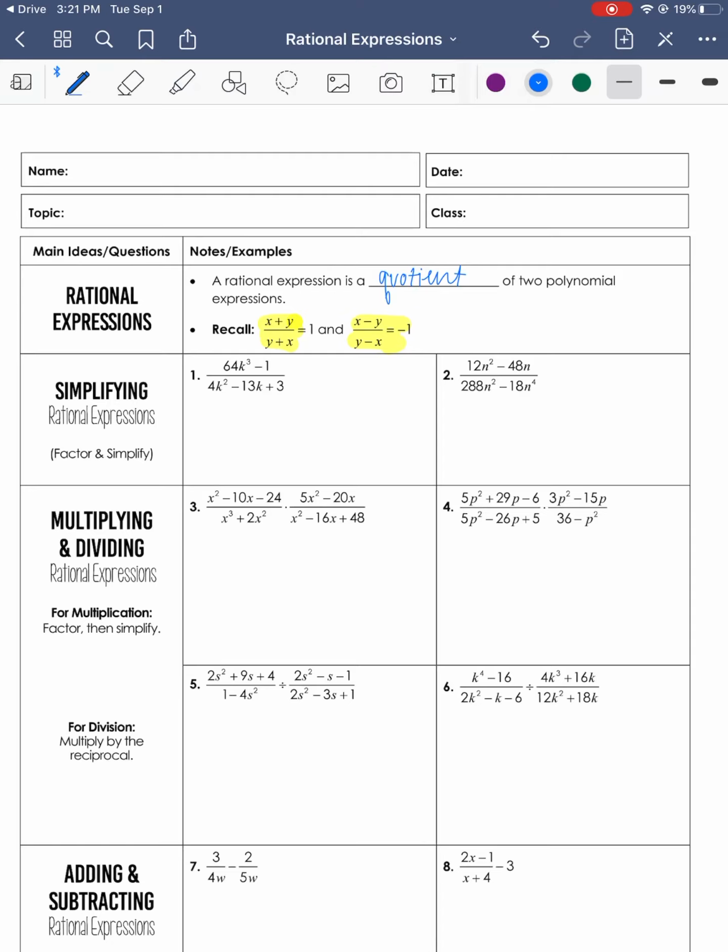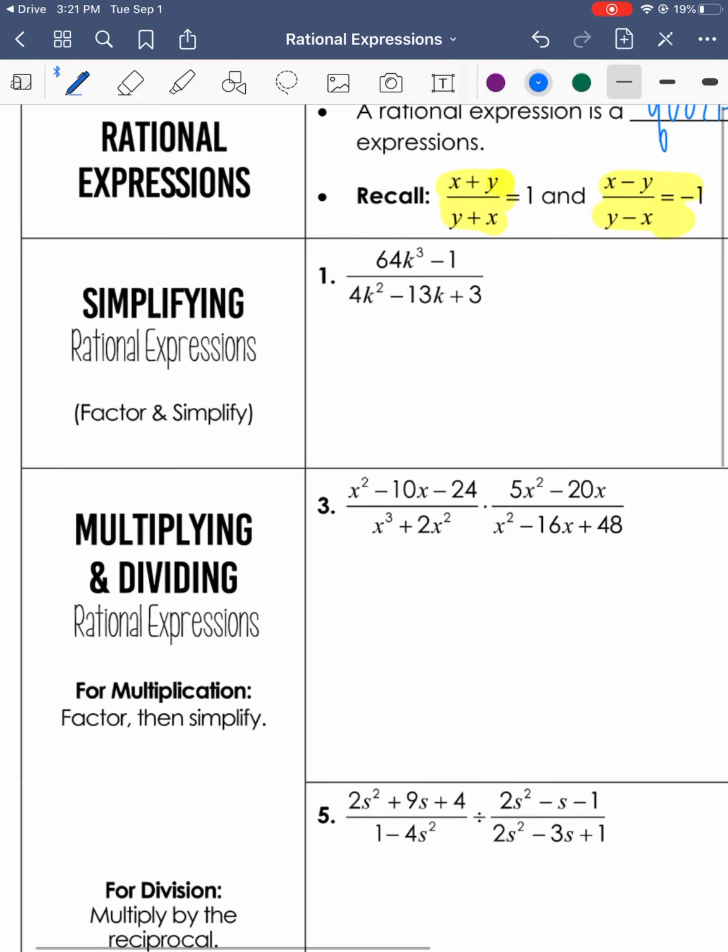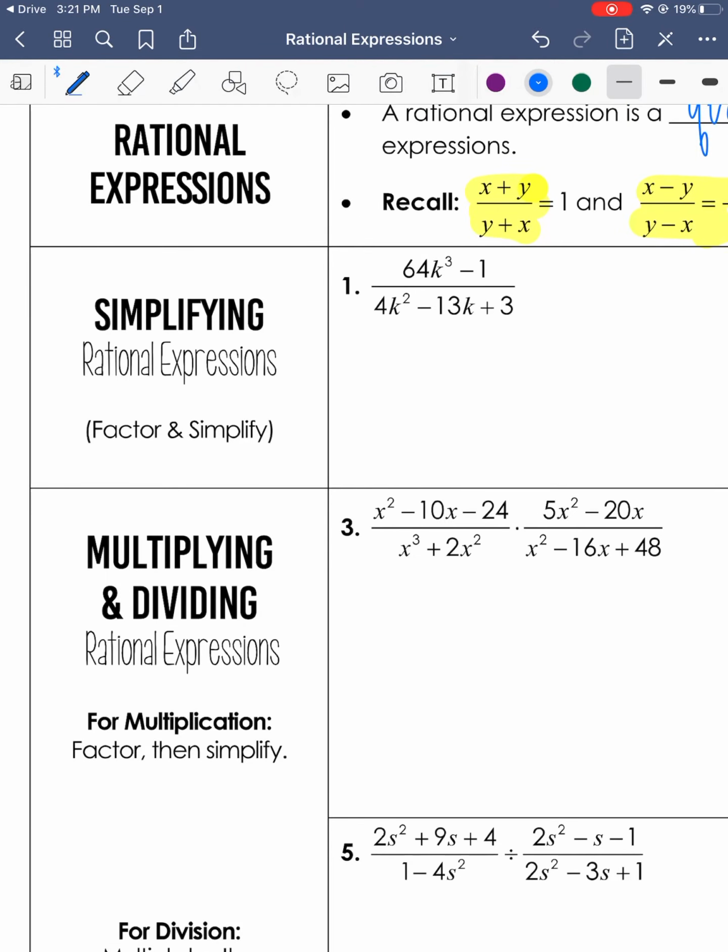Okay, so when you're simplifying these rational expressions, so you have a polynomial over another polynomial, the only thing I'm going to say about that right now is that you need to factor first. You need to factor both the denominator and the numerator, and then usually you can see what might be canceling out of the numerator and denominator once you factor it, because then you're getting things that are being multiplied together and you can cancel them out. And then that would be the simplifying part. So factor and then simplify.